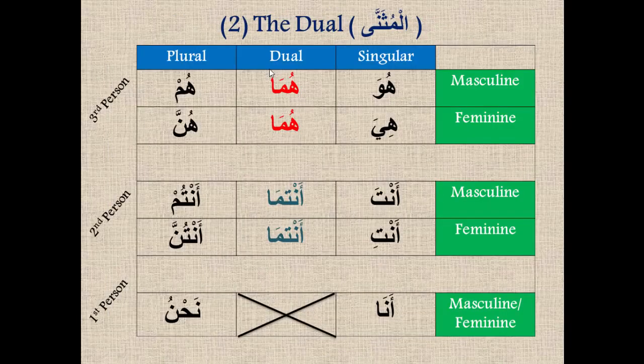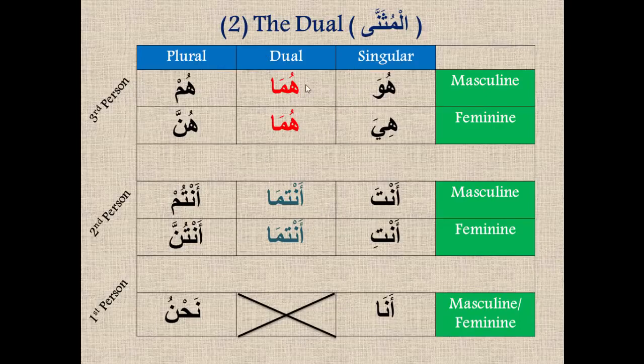Okay, it's now time for us to switch gears and to move on to topic number 2, al-muthanna, the dual. So here we have our pronoun chart. Again, the pronouns are organized by person, number, and gender. We've seen this a few times in the past. We'll be filling in the middle column for the dual pronouns.